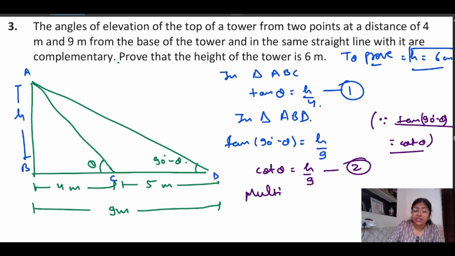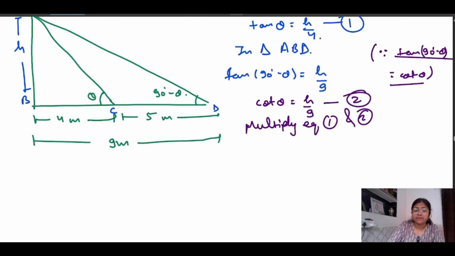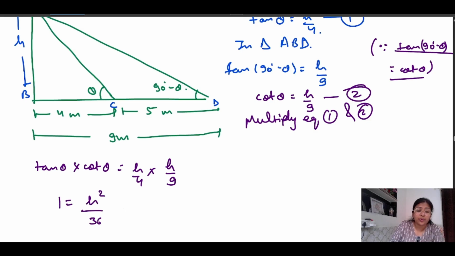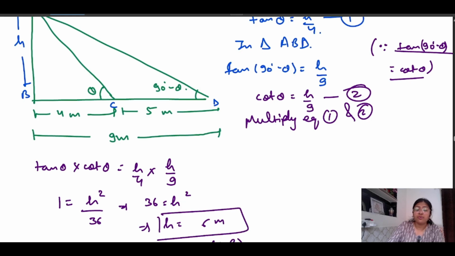Multiply the first and second equations. So you will get tan theta into cot theta is equal to h by 4 into h by 9. You know tan and cot are reciprocals of each other, so if you multiply them, it is going to be 1 equals h square upon 36. 36 is equal to h square. So the value of h is plus minus 6, but height can never be negative. So we write h is equal to 6. And this is what we needed to prove. The height is 6 meter. Hence the question is proved.